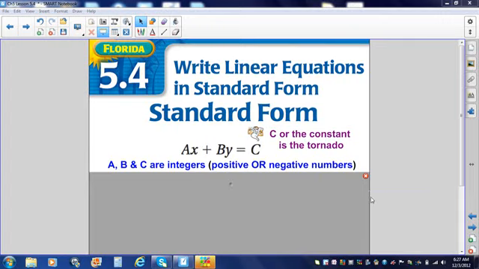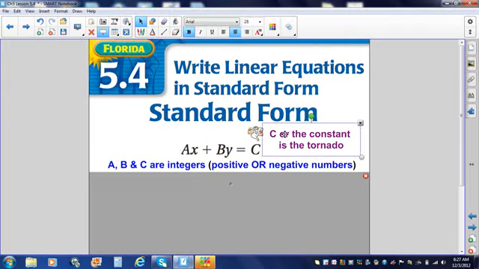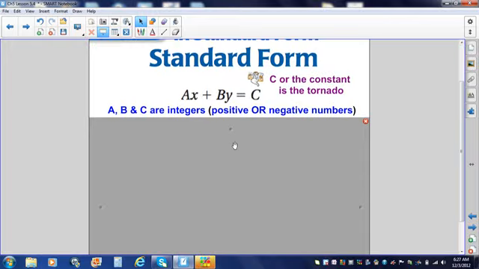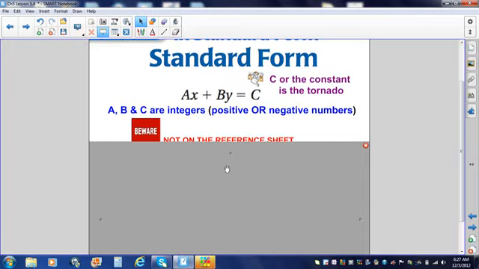Please write down your spiral. This is lesson 5.4, writing linear equations in standard form. Standard form is ax plus by equals c. Please write standard form ax plus by equals c on your paper. C is going to be our constant, or C is going to be the tornado in standard form. A, B, and C are integers, which are positive or negative numbers.